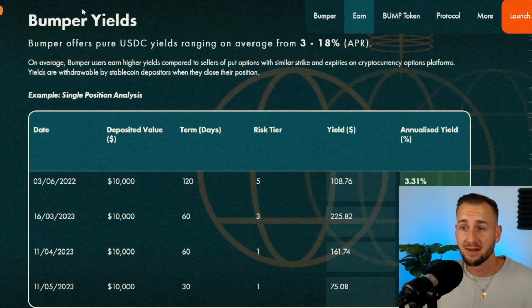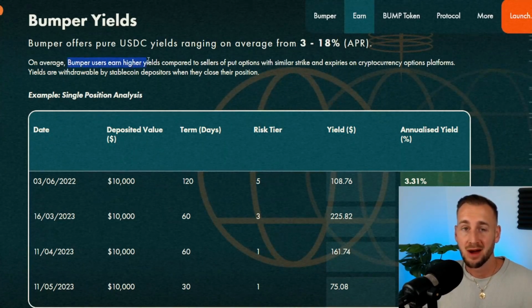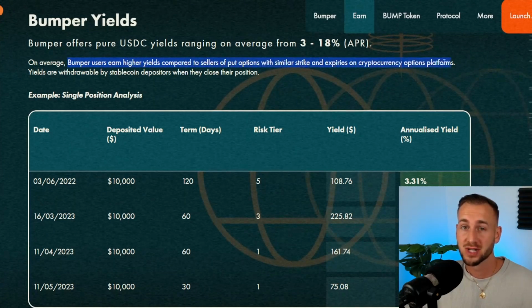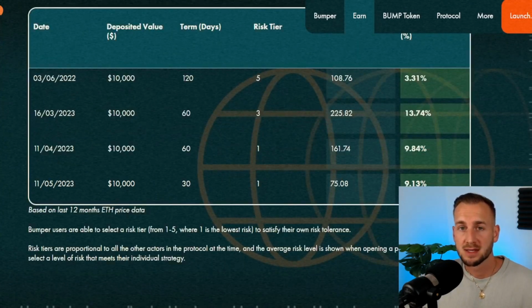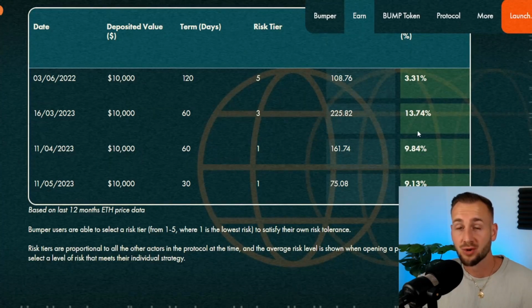But on the other side of the coin, we have the market makers, those who are placing down USDC into the liquidity pools to ensure there is coverage for those who wish to take out a protection policy and bumper their assets. Now, a bit of market data here as well. On average, Bumper users earn higher yields than compared to sellers of put options with similar strike and expiries on other crypto options platforms. These market makers choose the parameters, how many USDC do they wish to deposit into the contract, for what duration and what risk tier do they want to take on as well. The higher the risk, the higher the potential reward, as you can see from the ROI to the right hand side here. But that additional risk does have some factors. We'll go into liquidations at a later stage in the video.